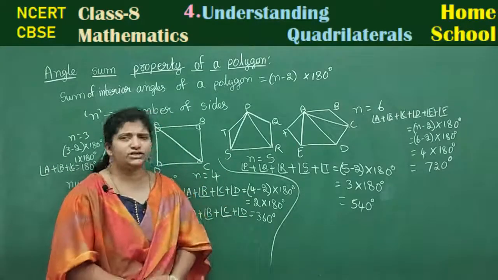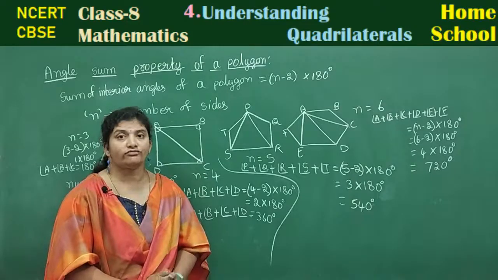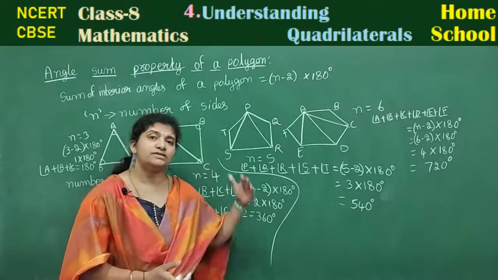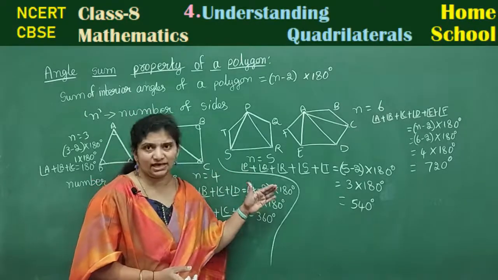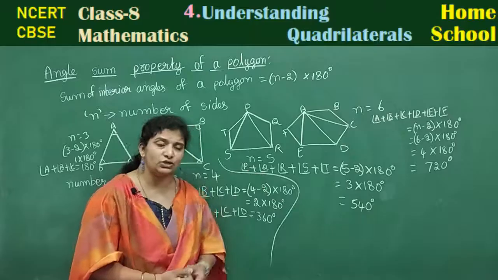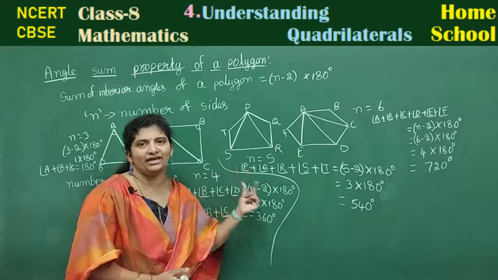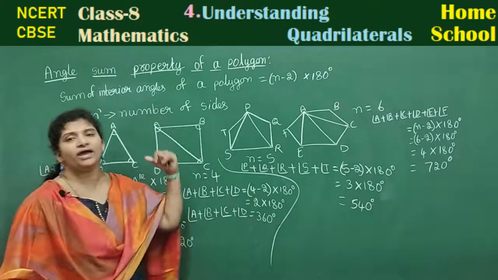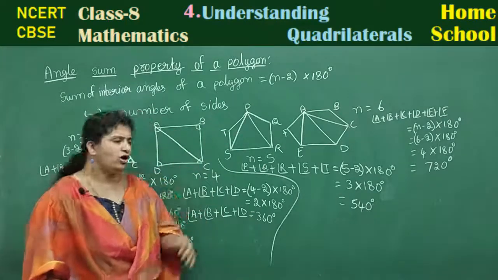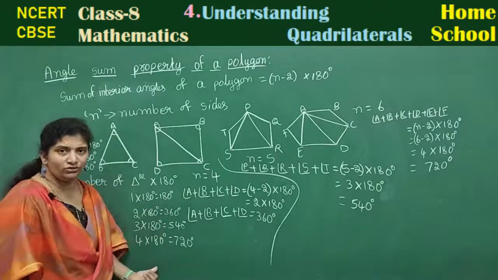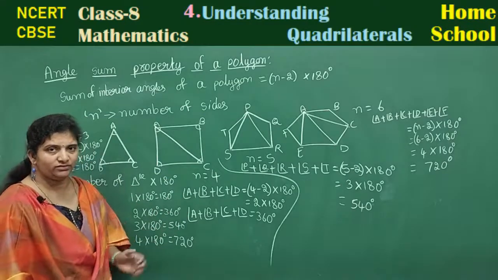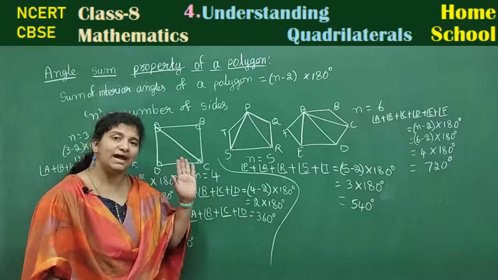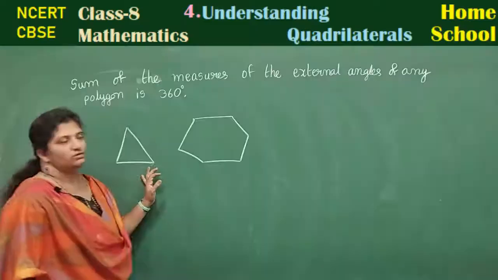It is very easy to find the angle sum of any polygon. Suppose you know the sides, suppose you have 10 sides. If they ask what the angle sum is, 10 minus 2 is 8, and 8 into 180 you can say. Right? Very easy technique. You can apply this formula, or you can go with triangles into 180 also. How many triangles can you draw in a given polygon? That many triangles into 180.